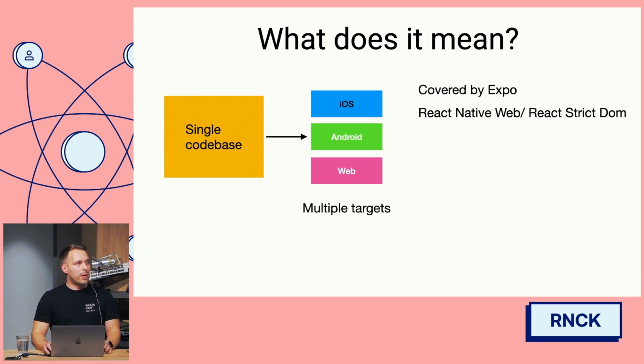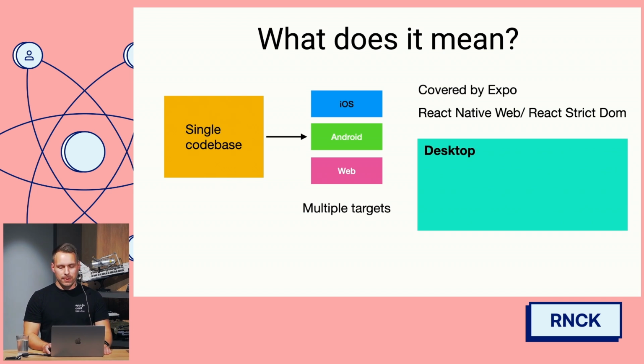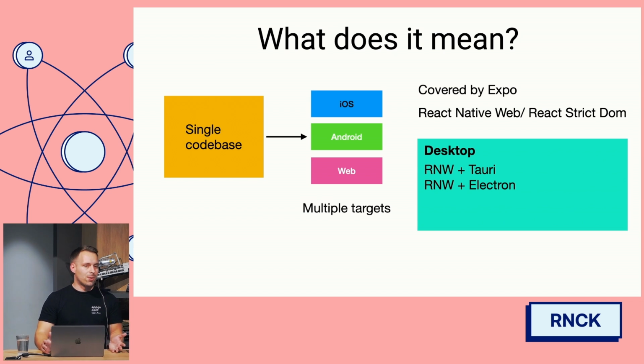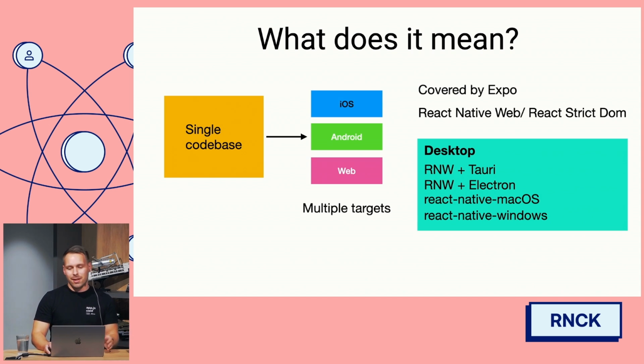For web, we have React Native Web, and we have React Strict DOM. So they cover you for the web. But today, I will talk more about desktop. For me, it's the most interesting part because here we have multiple options. We have React Native Web with Tauri. We have React Native Web with Electron. Yeah, you can actually run a web app in Electron and Tauri. But you also have React Native macOS and React Native Windows.